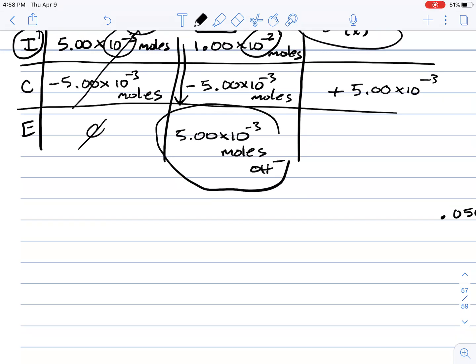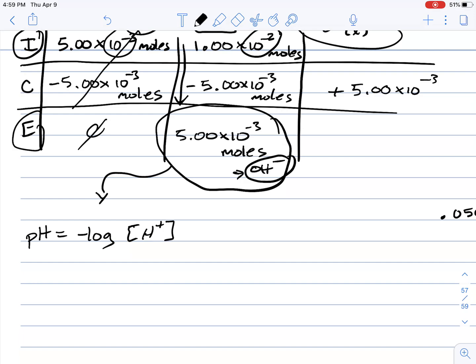And so looking at what we have here at equilibrium, in this case, we have hydroxide. We don't have hydrogen ion. And so to calculate the pH, we need to do some other stuff. So pH is equal to negative log of the concentration of H plus.